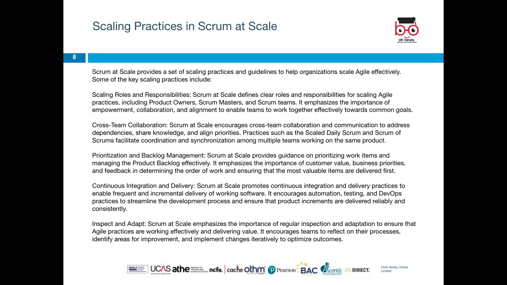Prioritization and product management. Obviously, there needs to be priorities, and you have to work on the most important task first. Scrum at Scale provides guidance on prioritizing work items and managing the product backlog effectively. It emphasizes customer value, business priorities, and feedback in determining the order of work.